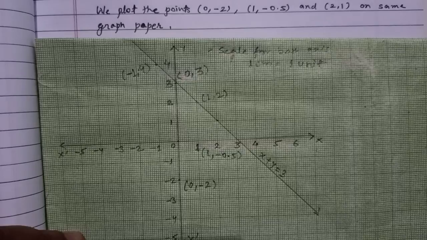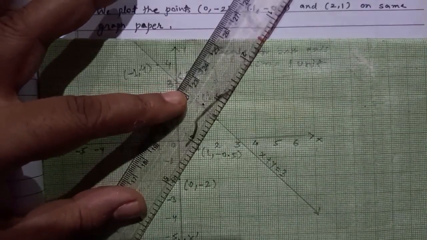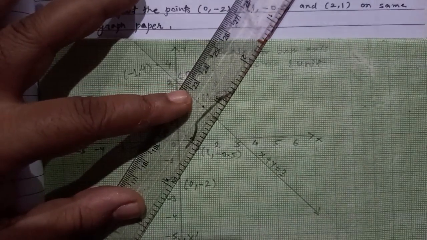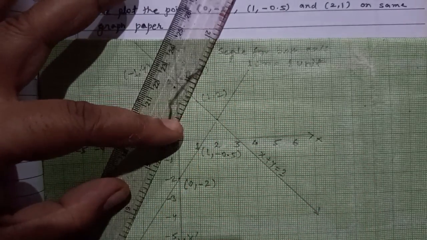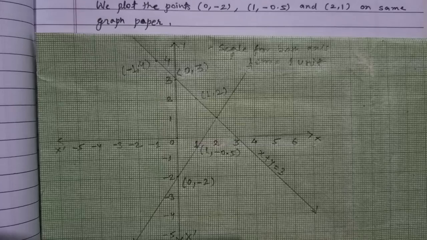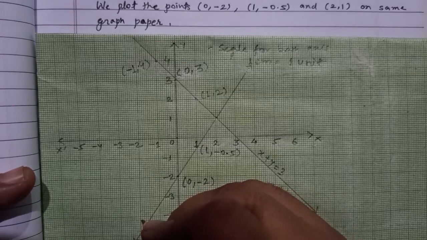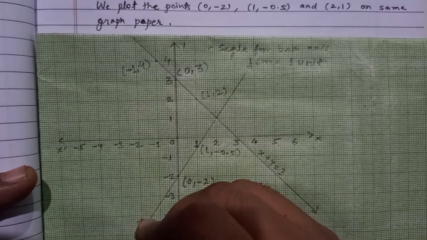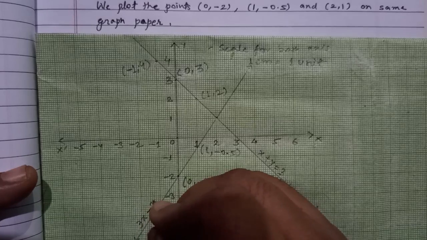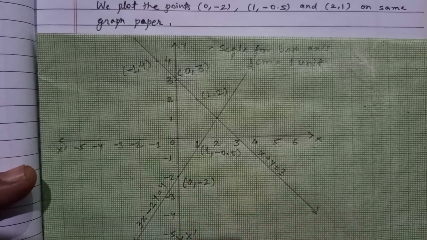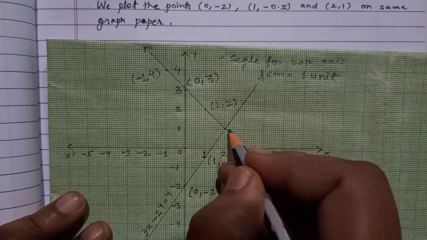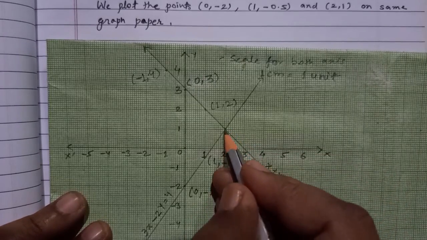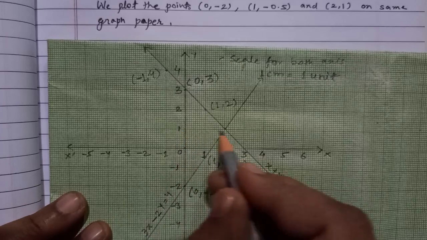Now join these points. This is the line of the second equation, 3x minus 2y is equal to 4. Both lines intersect at point 2, 1.